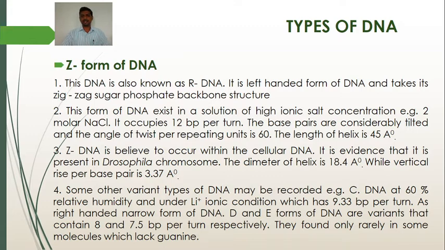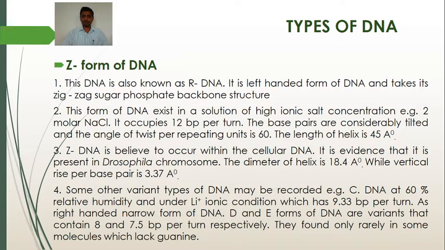Some other variant forms of the DNA may occur. For example, cDNA at 60% relative humidity and under lithium ionic condition has 9.33 base pairs per turn as a right-handed narrow form of the DNA. D and E forms of the DNA are variants that contain 8 and 7.5 base pairs per turn respectively. They are found only rarely in some molecules which lack guanine.